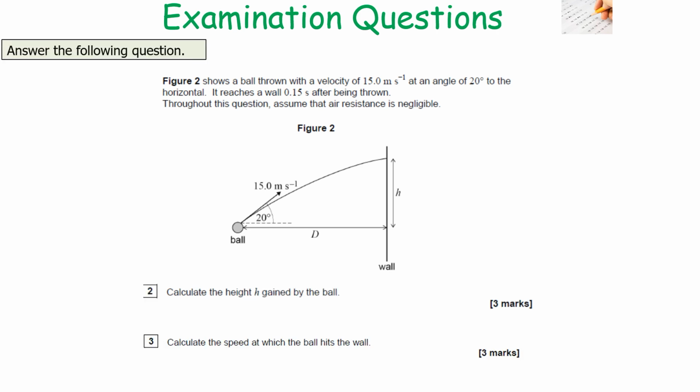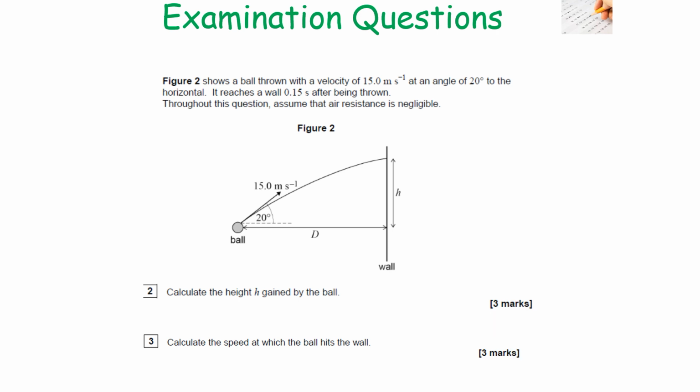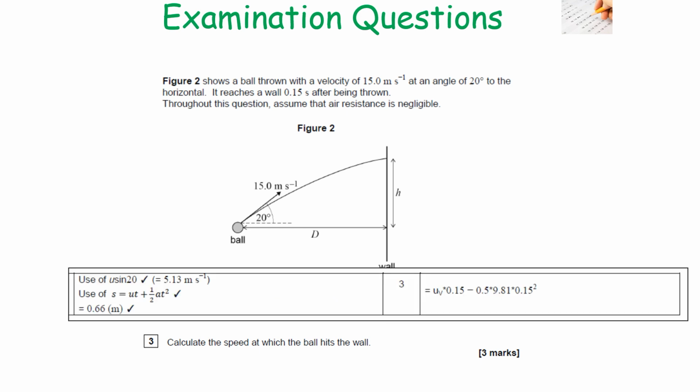The next question says, calculate the height h gained by the ball and calculate the speed at which the ball hits the wall. So pause the video now, then unpause the video when you want to go through your answer. So how do you calculate the height? Well, again, we can use suvat here because we've only got one force acting on the object, and that is gravity, or weight, so our acceleration is our acceleration due to gravity. We can work out our vertical component of the velocity because we're looking at how high it goes vertically by doing 15 sine 20. So we know that it's 5.13 meters per second.